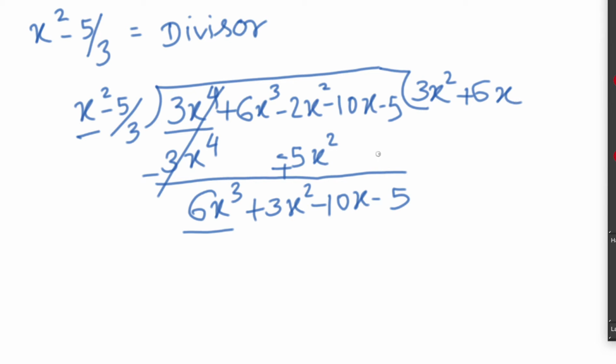So we have to multiply 6x with both x square and 5 by 3. So 6x into x square is 6x cube. And 6x into minus 5 by 3 is 3 twos are 6, 5 twos are 10. So this will be minus 10x. As I told earlier also, we have to write the like terms in one column.